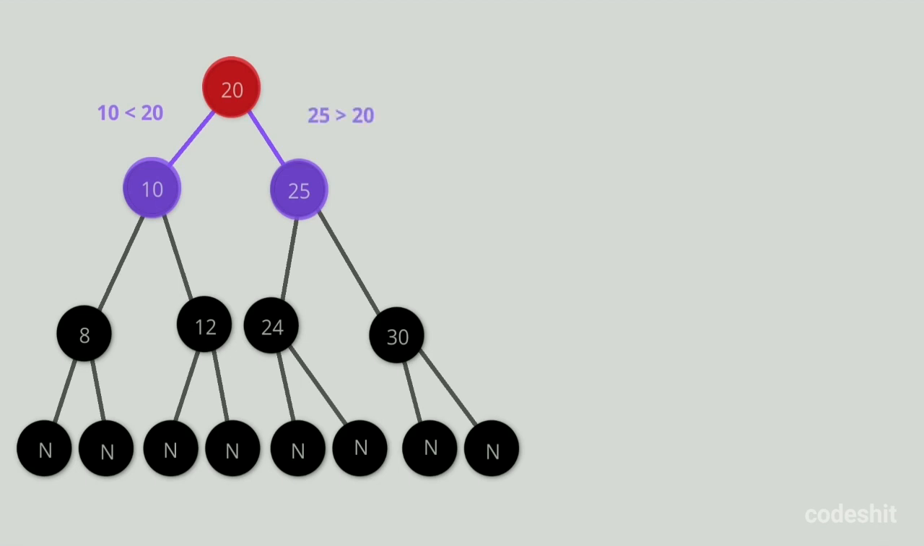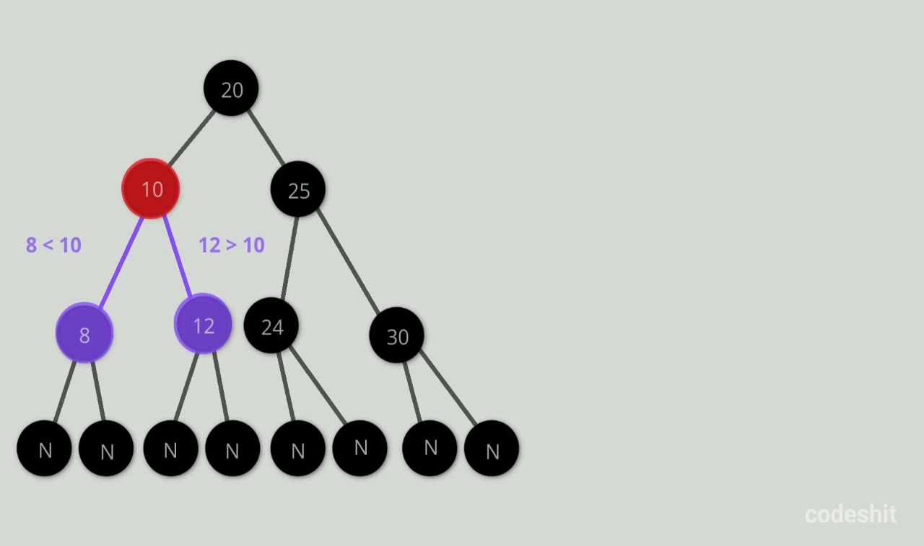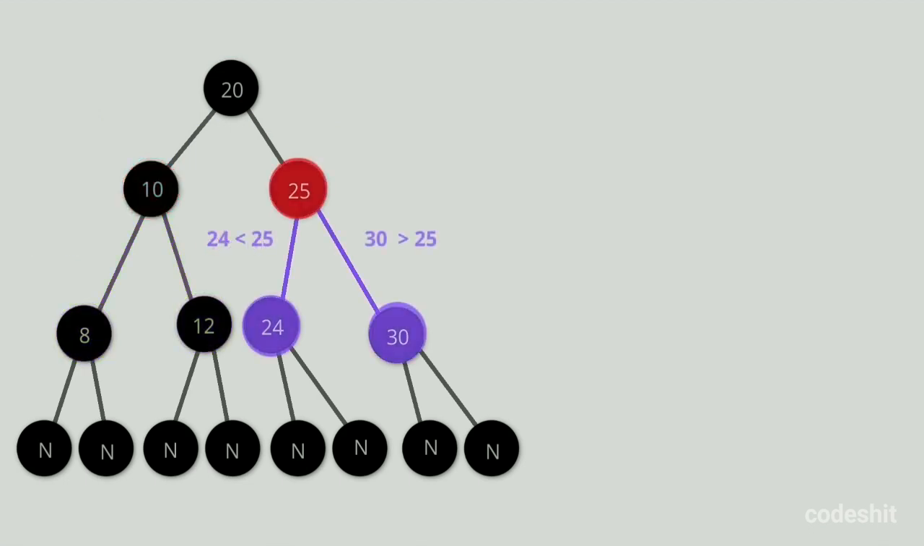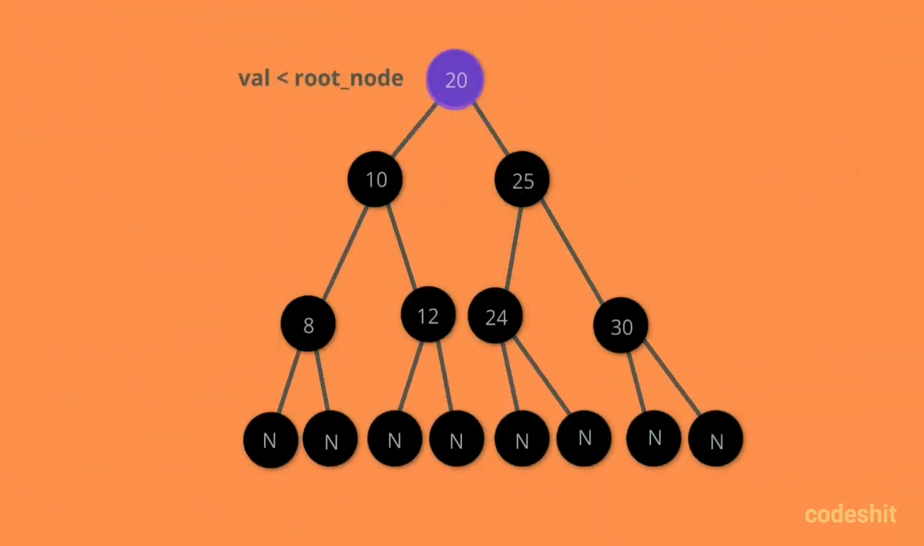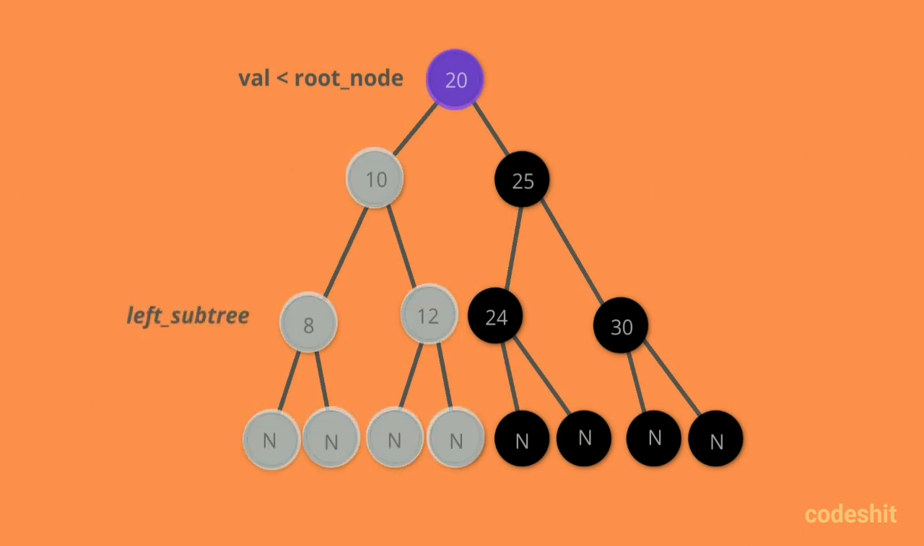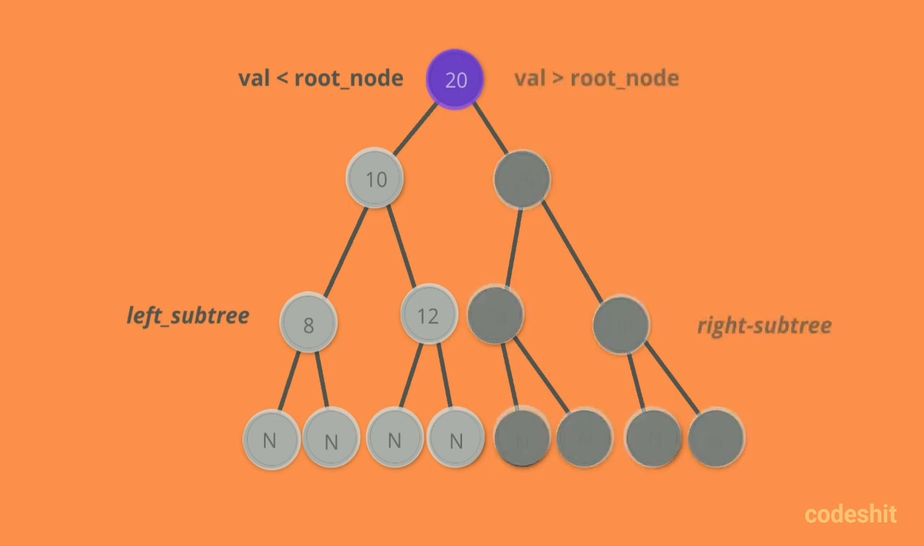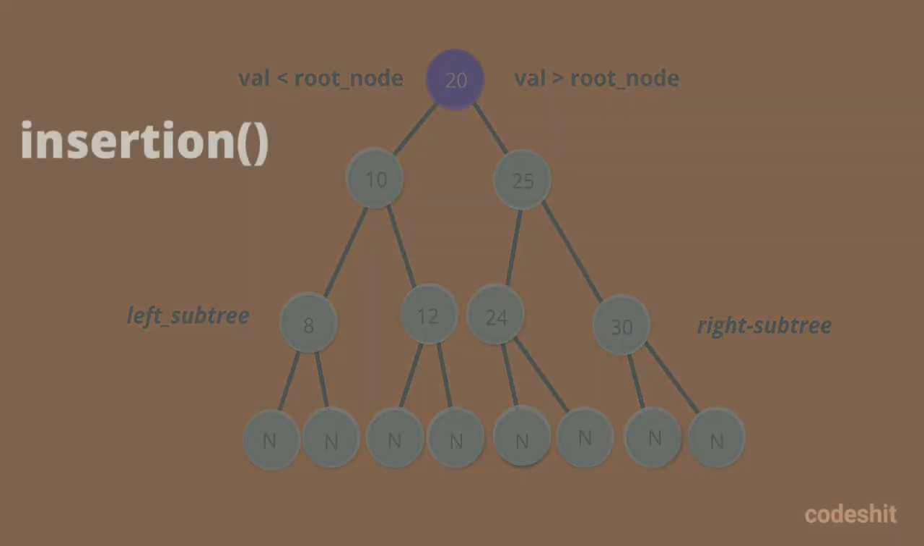And similarly for node 10, it is connected to two nodes, and the value of its left node is less than its value, and the right node greater than its value. And similarly for 25. Okay, so this is the simple condition for a binary tree, and if you observe carefully, all the values lesser than the root node are in the left subtree, and all the values greater than the root node are in the right subtree.